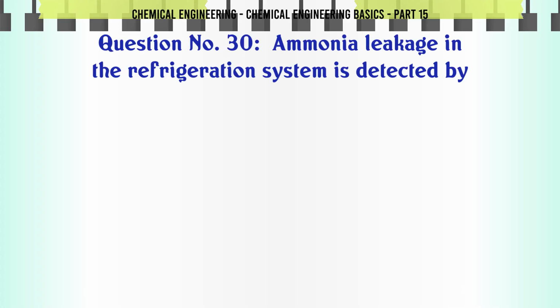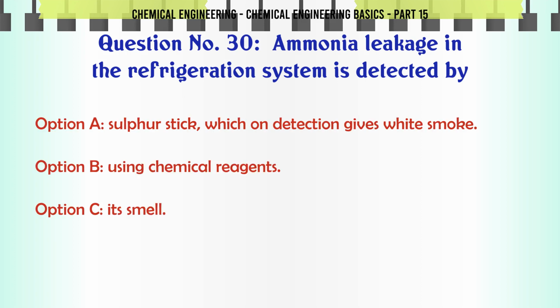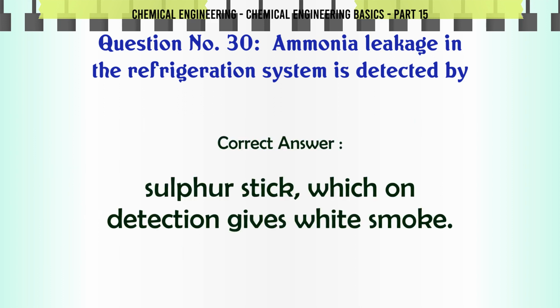Ammonia leakage in the refrigeration system is detected by A. Sulfur stick, which on detection gives white smoke. B. Using chemical reagents. C. Its smell. D. Soap solution. The correct answer is sulfur stick, which on detection gives white smoke.